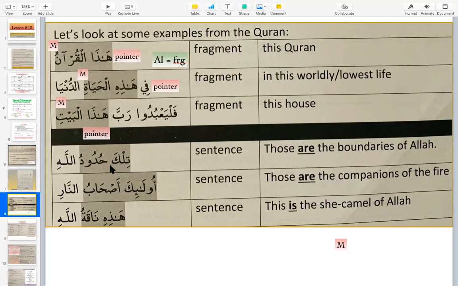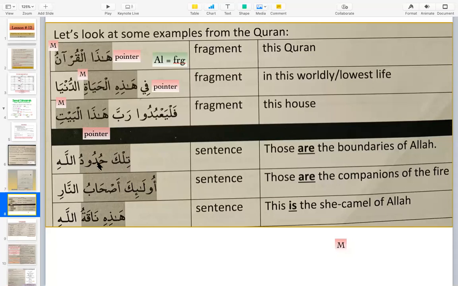Okay, now we have over here tilka. This is again my ismul ishara, the feminine one. Tilka hududullahi. Now I don't see al after tilka over here, so that means this is a sentence. Hudud is plural, a broken plural. So the translation would be, those are the boundaries of Allah. Tilka we are going to translate as those. Those are the boundaries of Allah. But why did we not use ulaika?